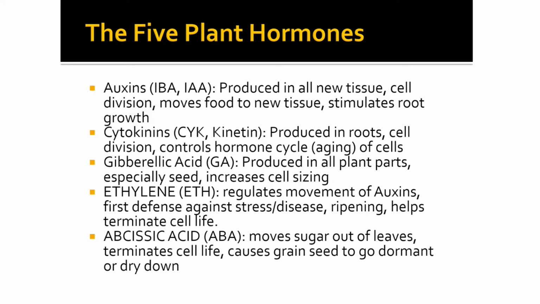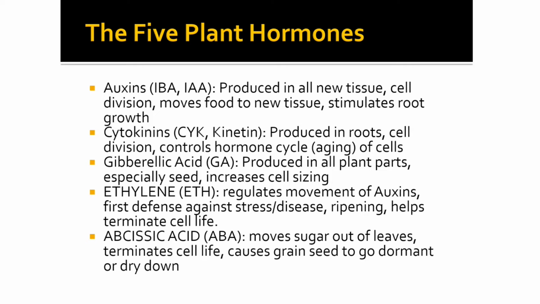So then ethylene, that helps with fruit ripening, and increases the movement of auxins. It's the first line of defense against stress and disease. Ripening, that's the thing I want you to know right there. That's the most important part with this. So in your notes, make sure you indicate that it controls ripening, for sure.